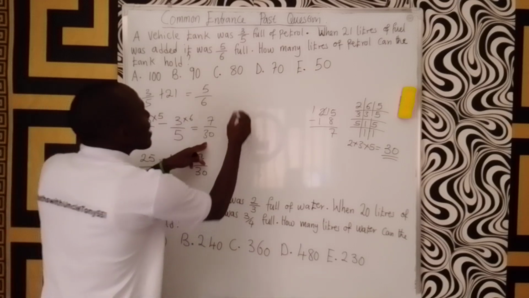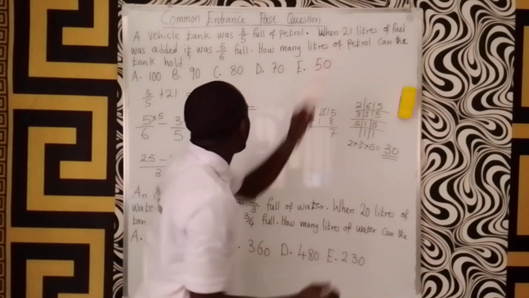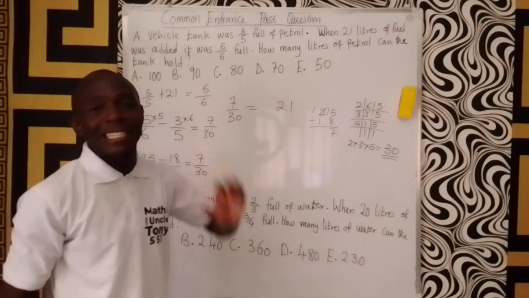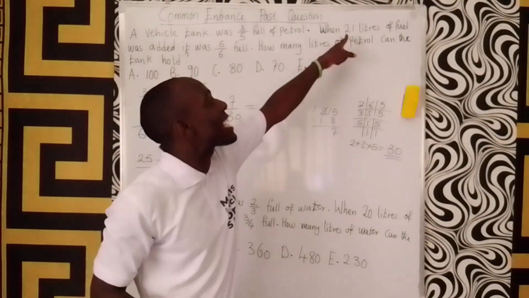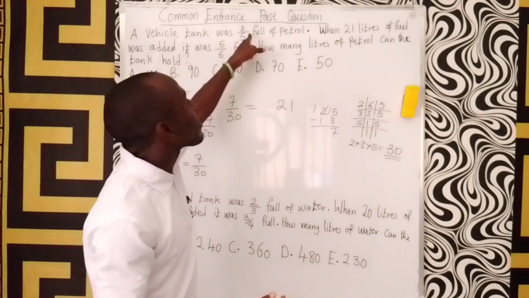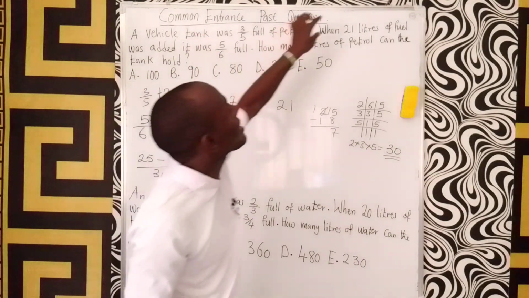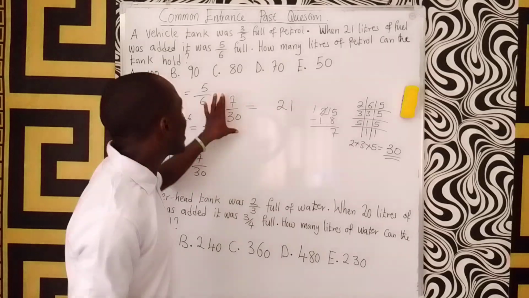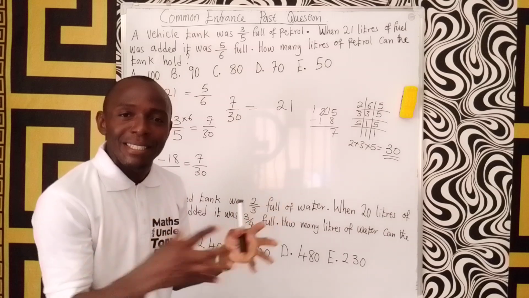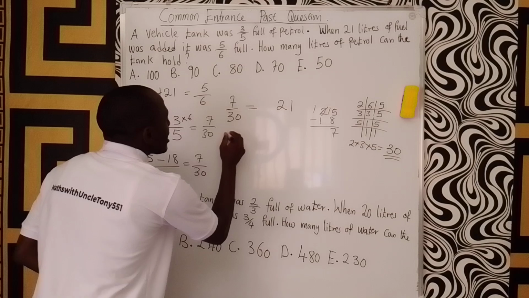Now, this 7/30 is the same thing as the 21 liters that was added. This is the fraction form of 21 liters. When 21 liters of fuel was added, the value became 5/6, and remember there was an existing fraction before, so we subtracted it. But the question is asking us, what is the capacity of the fuel tank? What quantity can the tank hold?